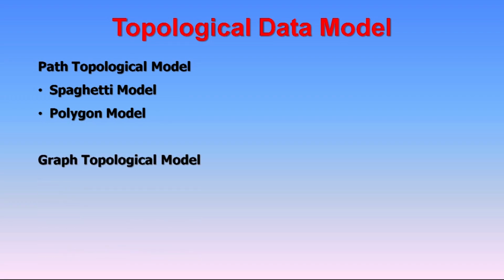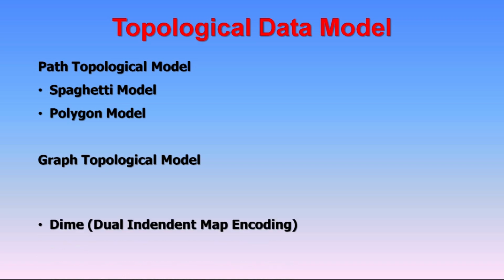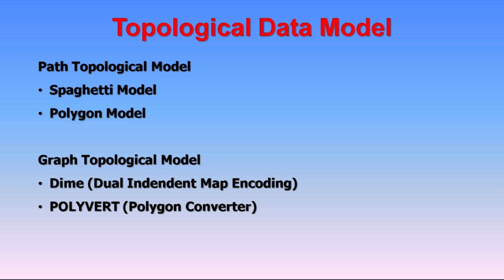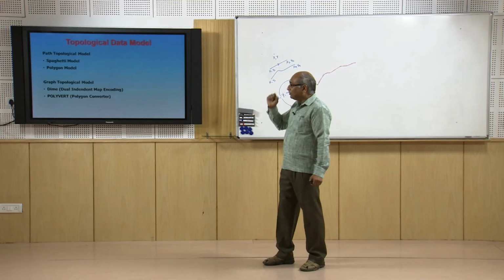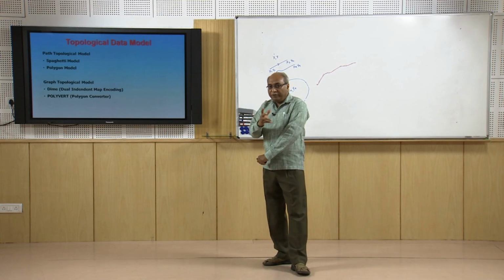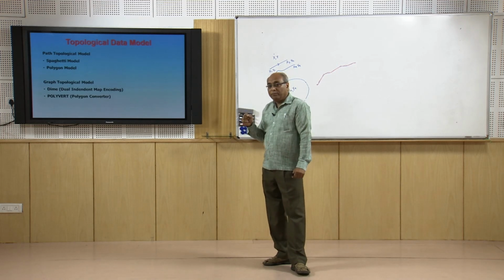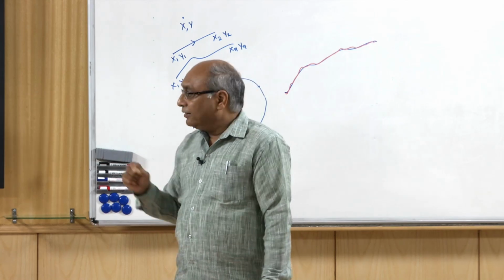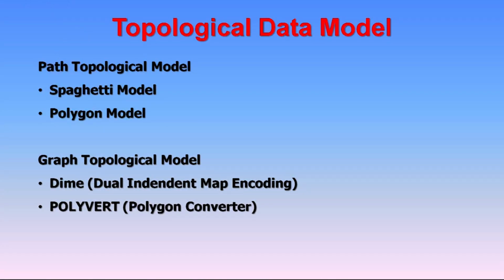One is spaghetti model and polygon model, and then another type of topological model is graph topological model. Some graphical softwares have implemented these topological models like DIME and Polyword. Now, here I would like to spend a little bit of time on path topological model, and there are two different types, spaghetti model and polygon model. The path polygon topological model, the second in path topological model, has been implemented in GIS extensively.